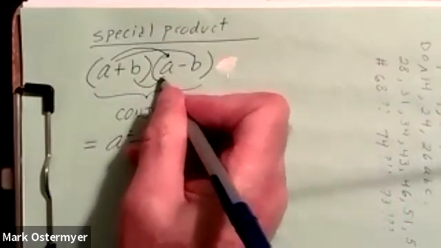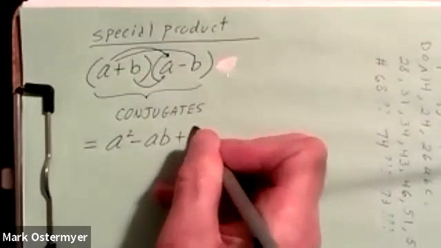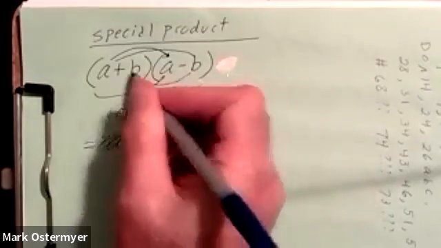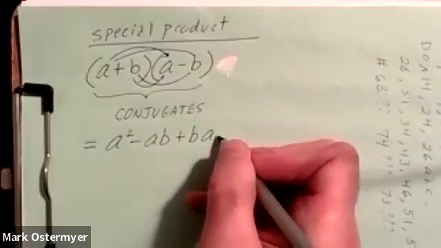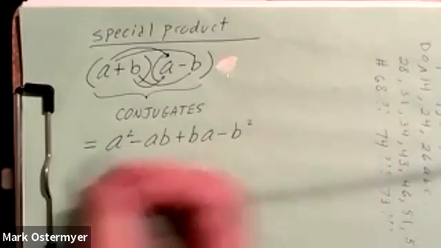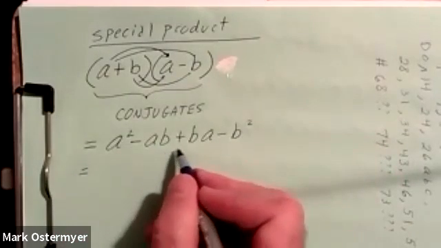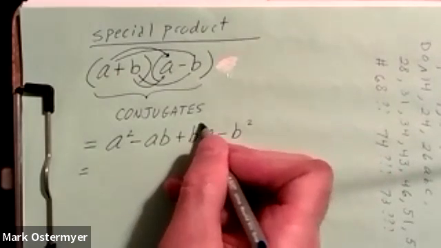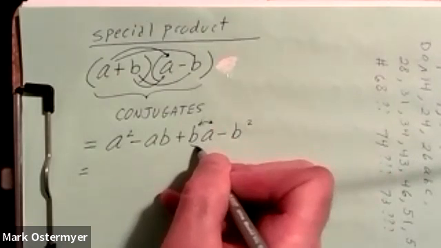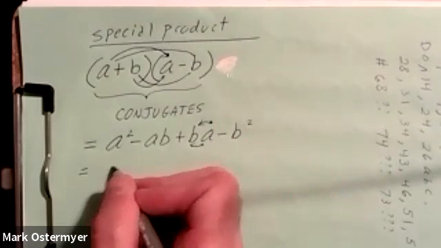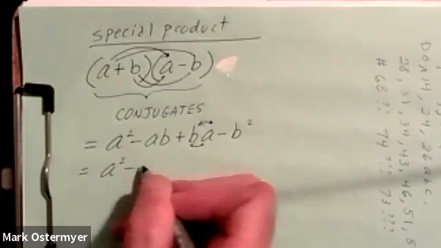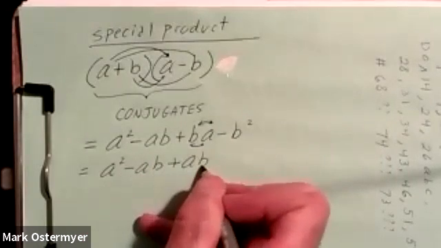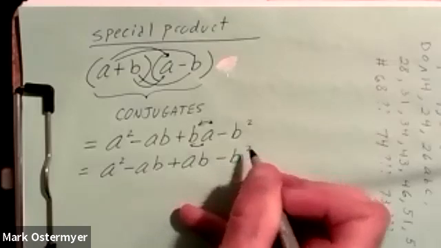Multiply the inner terms together, b times a is plus ba. Multiply the last terms together, b times a negative b. B multiplied by a negative b is a minus b squared. Now, ab and ba is the same thing as ab. If you just spin these factors around, you still have the same product. So therefore we have a squared minus ab plus ab minus b squared.